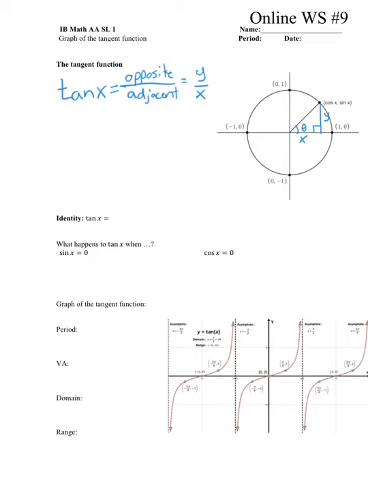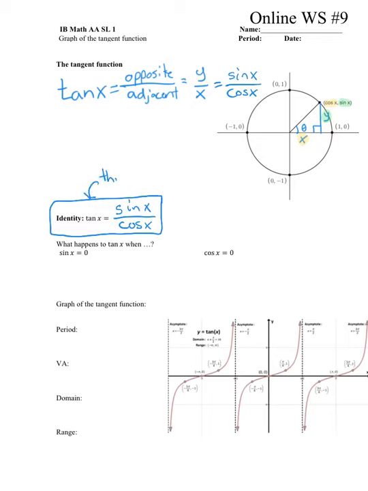And what happens here is the y value happens to be sine of x, and the x value happens to be represented by cosine of x. So another way we could technically write this is sine of x divided by cosine of x. So what we've just created is something called an identity. And that identity is tangent of x equals sine of x over cosine of x. Over the last few weeks of school, we're going to introduce a lot of identities to you, but this is the first one, and this is called the tangent identity.